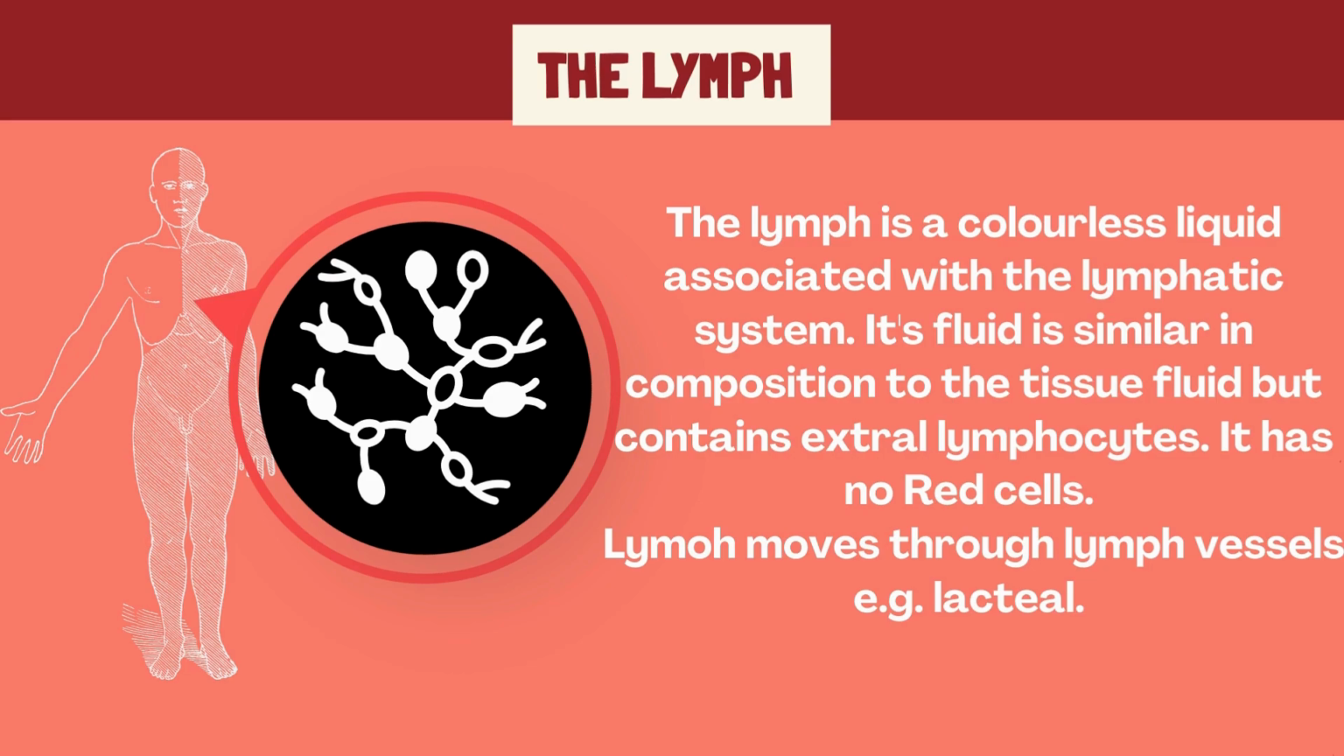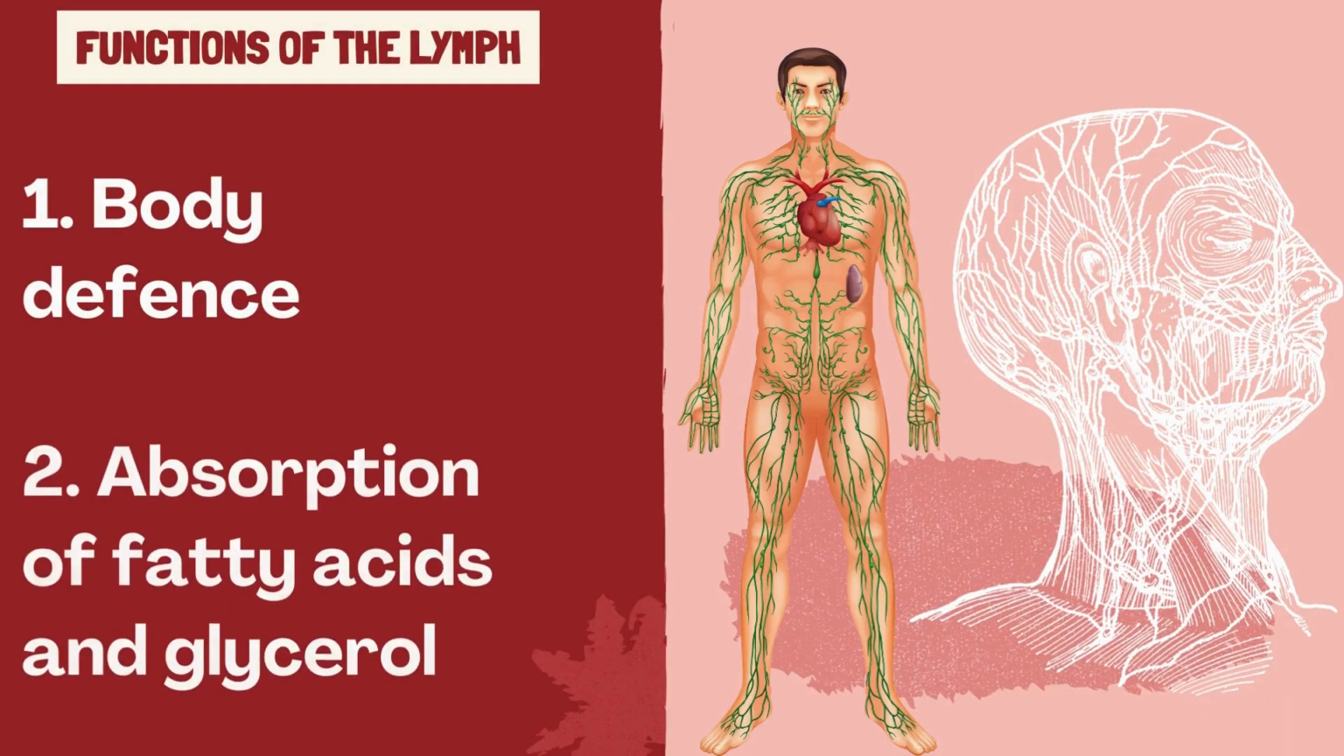Movement of the lymph is enhanced by the action of muscles. The lymph nodes are where lymph passes through to be made pure before entering into the bloodstream. What is the function of the lymph? The lymph performs two functions.